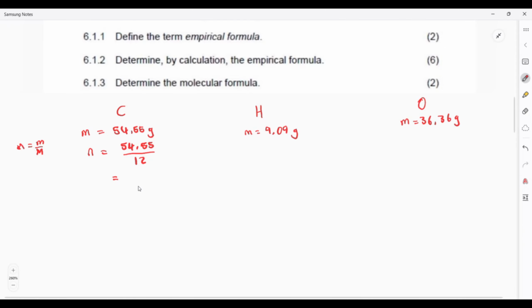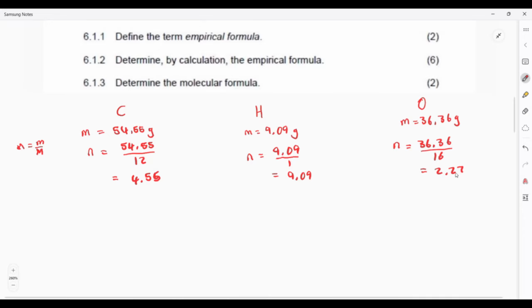So when I do my calculator, I get 4.55. It's not 54, 55. This is what I have. Then on this side, n is equal to 9.09 divided by 1, which is the molar mass, and that will give me 9.09. And then this side is going to be 36.36 divided by 60, and that will give me what? When I do my calculator, I get 2.27.